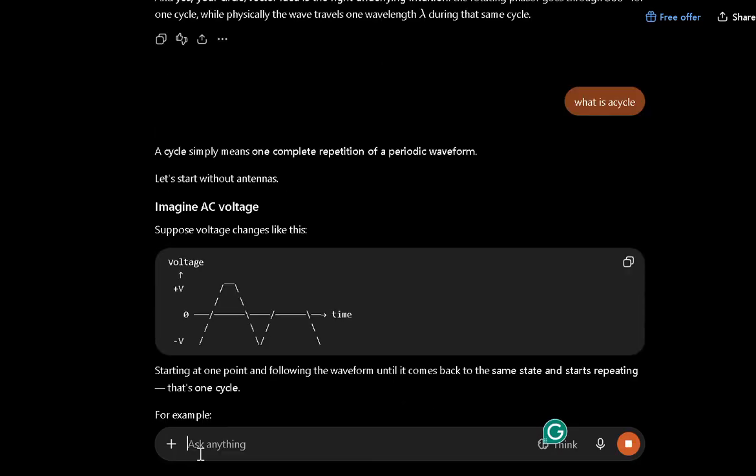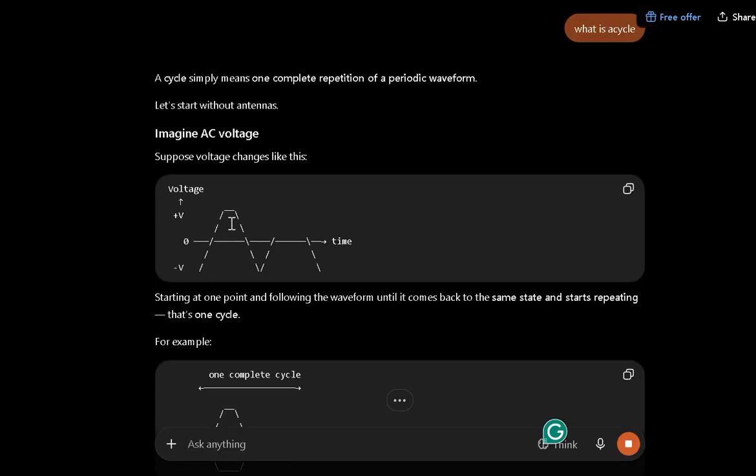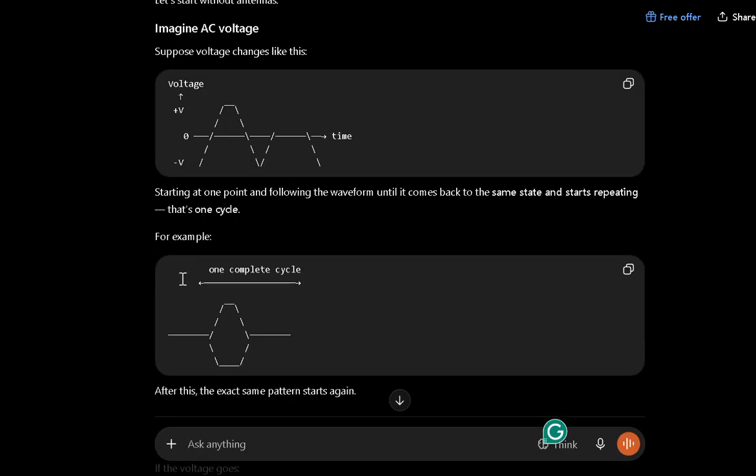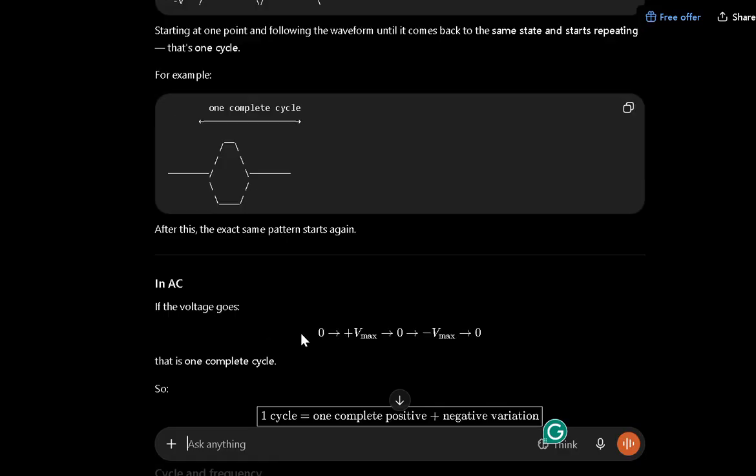A cycle, imagine if you want to, this is one cycle. Starting at one point, following the waveform until it comes back to the same state and starts repeating again. This is one cycle. For example, after one complete cycle, we observe the same pattern starts again.